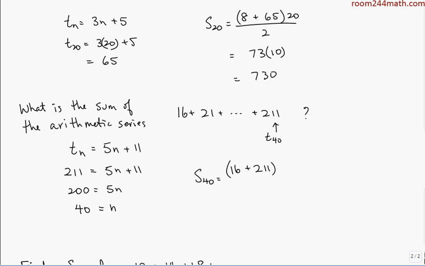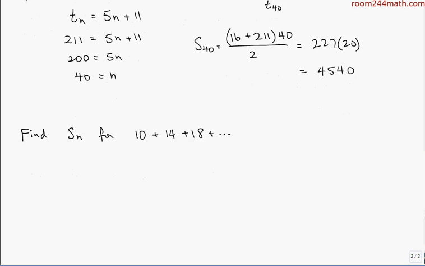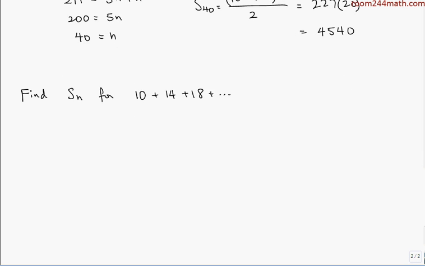So the first term is 16, the last term is 211, times the number of terms, all over 2. 16 plus 211 is 227. 40 over 2 is 20, so 227 times 20. If you double 227, you get 454, and a 0 on the end, so 4,540.